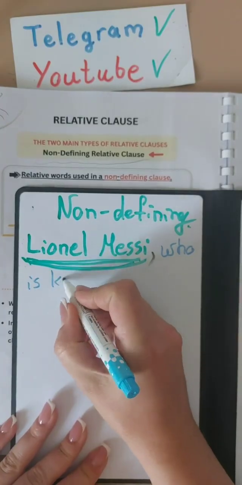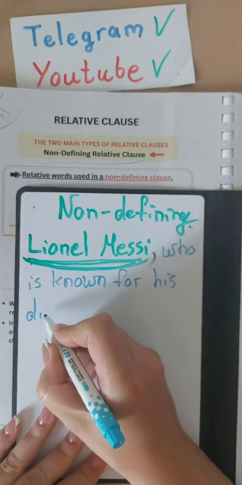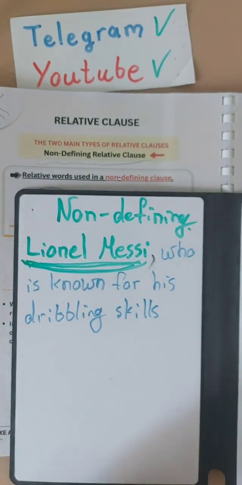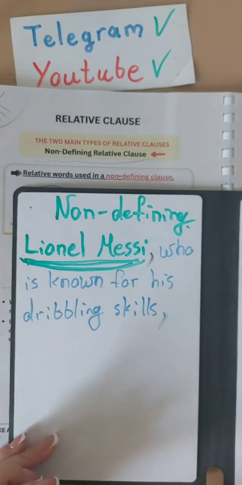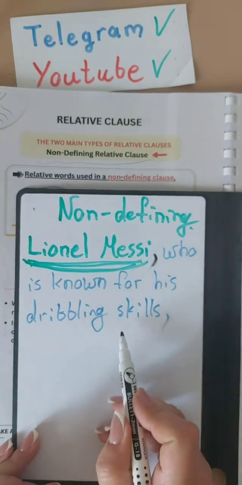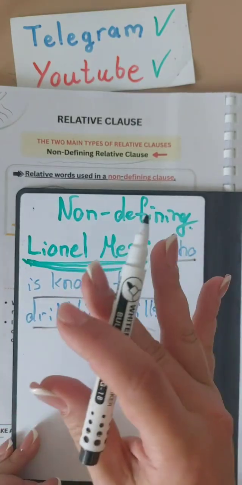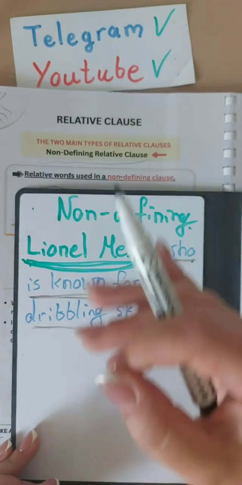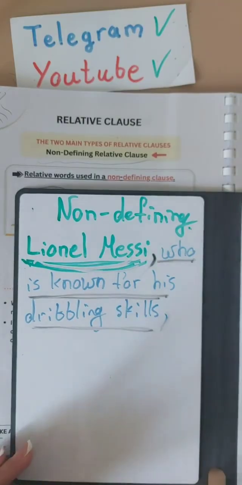Who is known for his dribbling skills, comma again, as you can see. So we started the sentence with Lionel Messi, comma, who is known for his dribbling skills. It's just extra information, okay? It's not essential information. Even without this information, the listener still understands who you are talking about or which person you mean. Who do you mean, right?